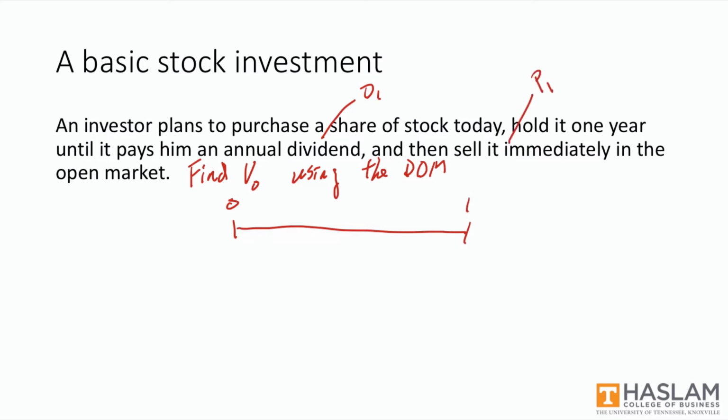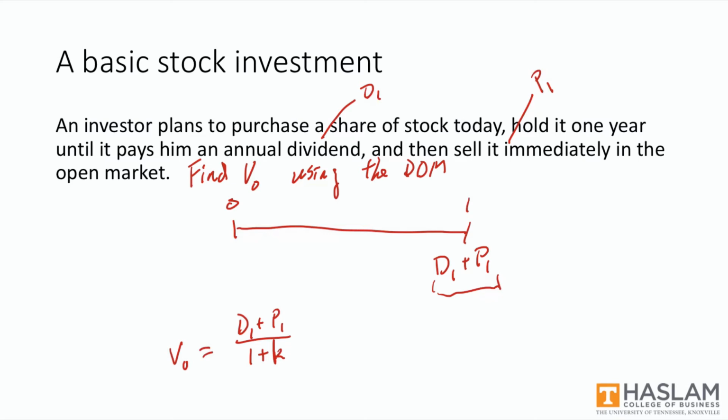And so we need some expected price at time 1, so we'll call that P1. And so putting those on the timeline, we see this, D1 plus P1 combined as the time 1 cash flow. Our valuation equation, our equation for intrinsic value, is simply V0 equals this time 1 cash flow in the numerator, discounted 1 period, so I'll have a 1 plus K in the denominator.